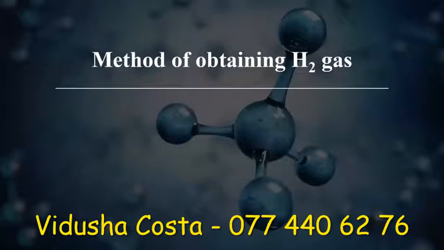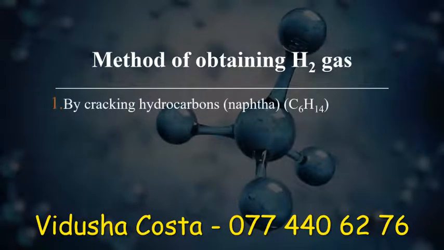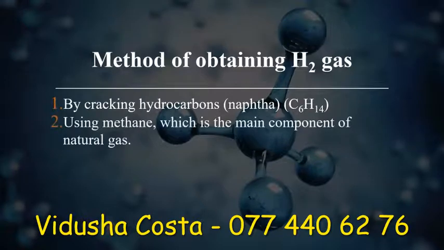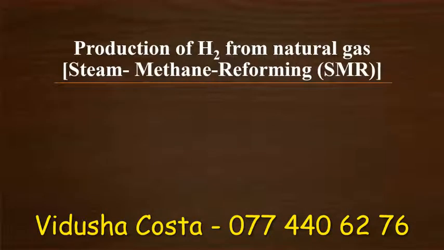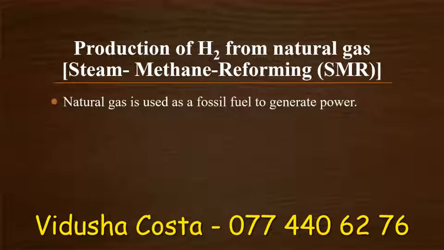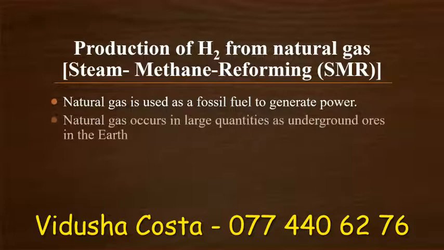If you focus on the method of obtaining hydrogen gas, there are two methods. One is by cracking hydrocarbons or naphtha, which we call C6H14, or using methane, which is the main component of natural gas. The production of hydrogen from natural gas is called SMR, steam methane reforming. Normally, natural gas is used as a fossil fuel to generate power. Natural gas occurs in large quantities as underground deposits in the earth.